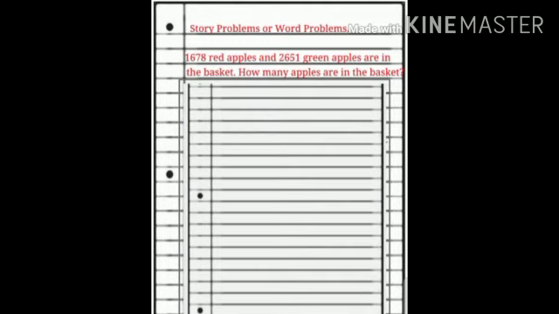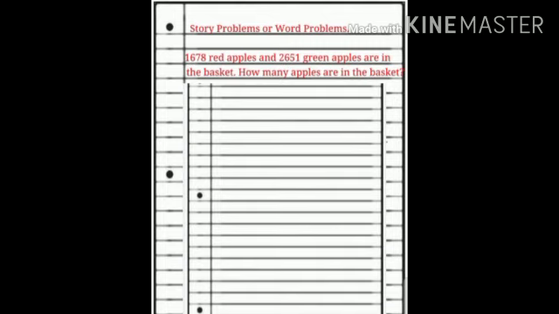Here we have one example. 1678 red apples and 2651 green apples are in the basket. How many apples are there in the basket? So this is the information. One paragraph is given there. You can read it once or twice and understand the problem. What is given there? 1678 red apples and green apples are in the basket, isn't it?